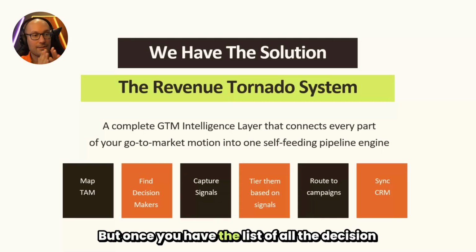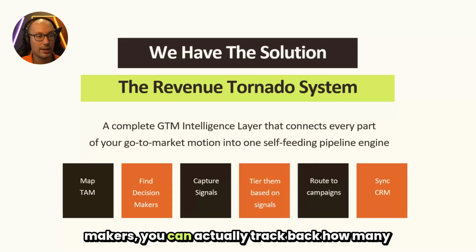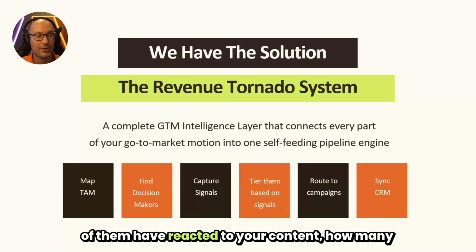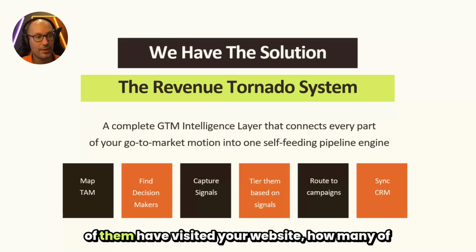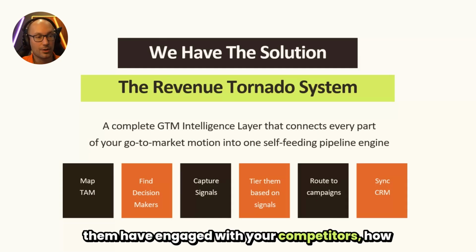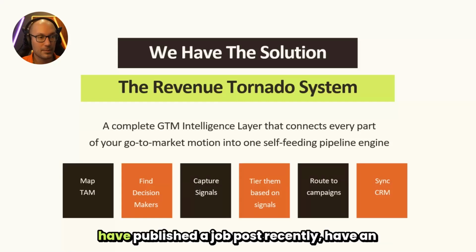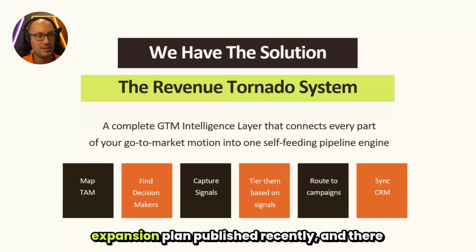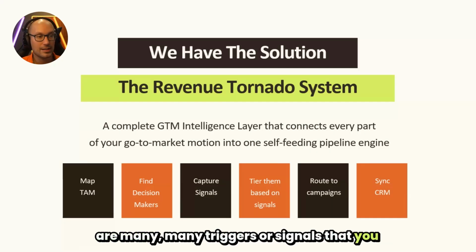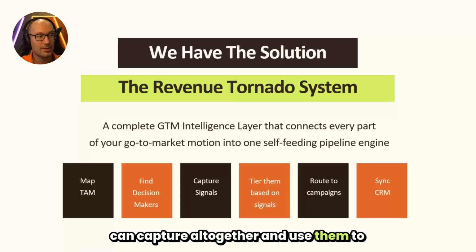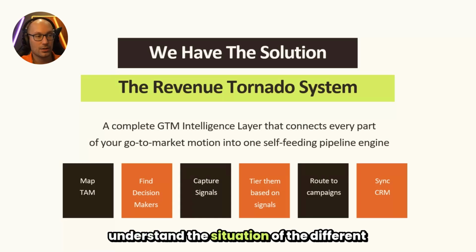But once you have the list of all the decision makers, you can actually track back how many of them have reacted to your content, how many of them have visited your website, how many of them have engaged with your competitors, how many of them have published a job post recently, have an expansion plan published recently. And there are many, many triggers or signals that you can capture all together and use them to understand the situation of the different leads.